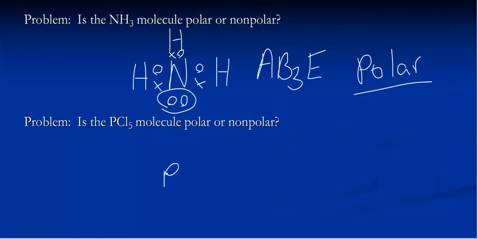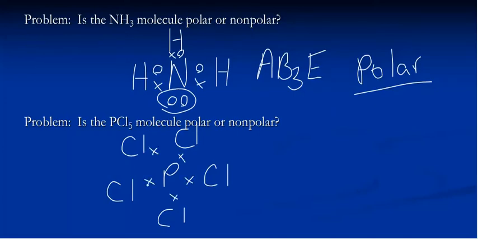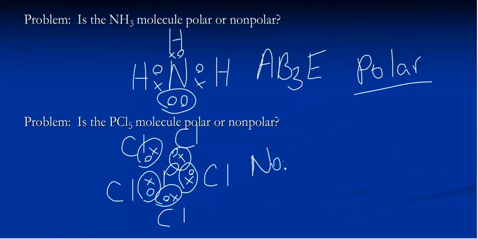PCl5. Without drawing all the electrons around the Cl, phosphorus has 5. And you'll see that around the central atom, no lone pairs. So this molecule is nonpolar.